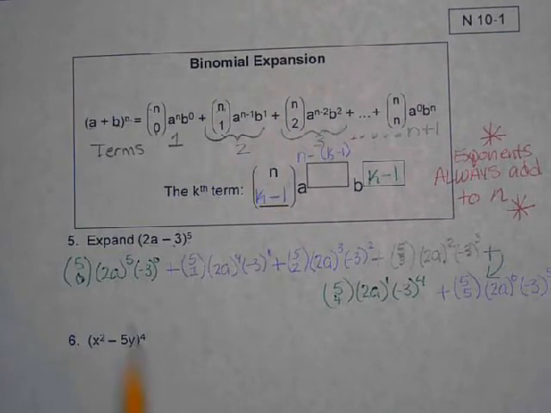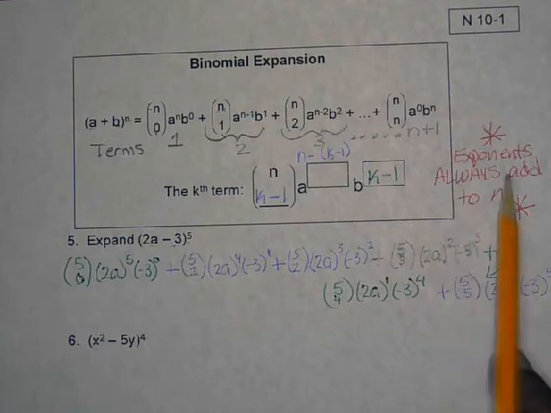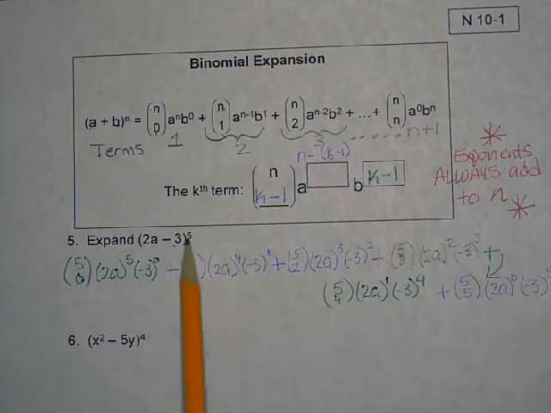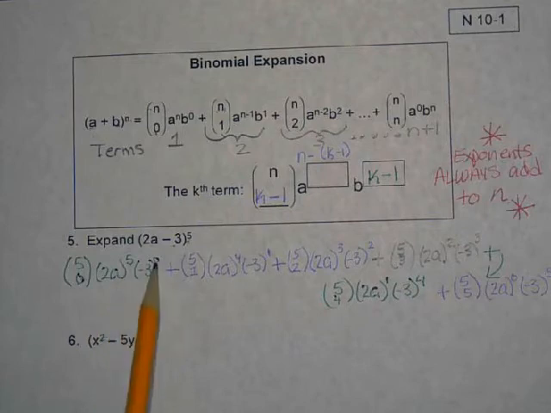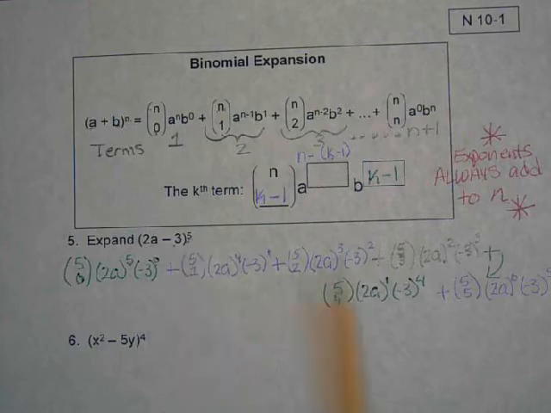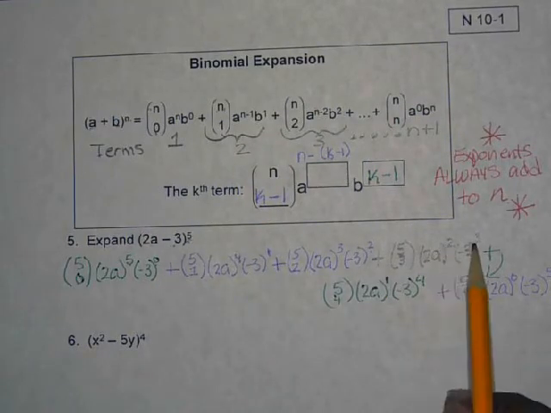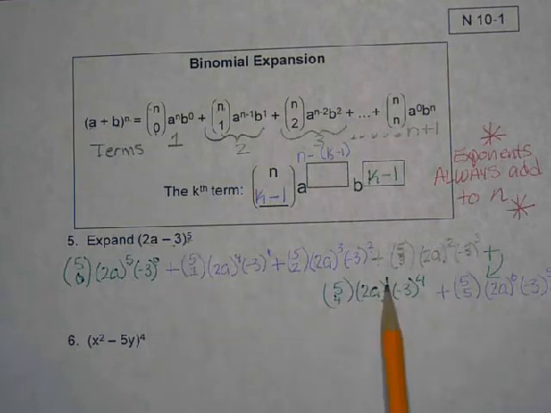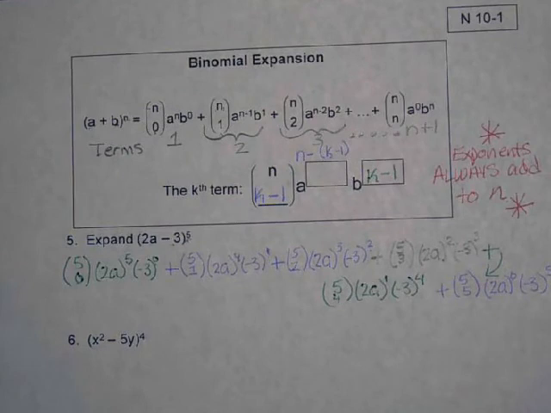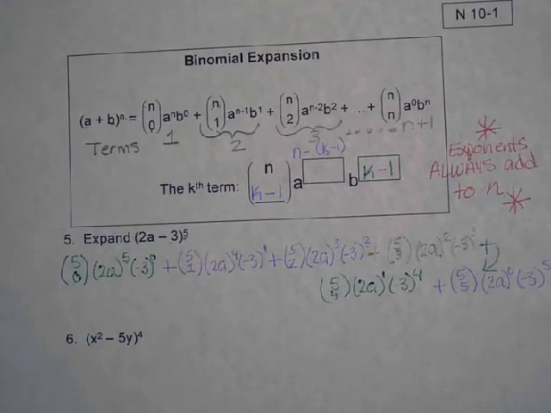So notice, remember this, exponents always add to n. Our n for this question is 5. So 5 plus 0 is 5. 4 plus 1 is 5. 3 plus 2 is 5. 2 plus 3 is 5. 1 plus 4 is 5. 0 plus 5 is 5. So you want to check yourself on that before you do this next step to make sure you haven't put something in the wrong place.